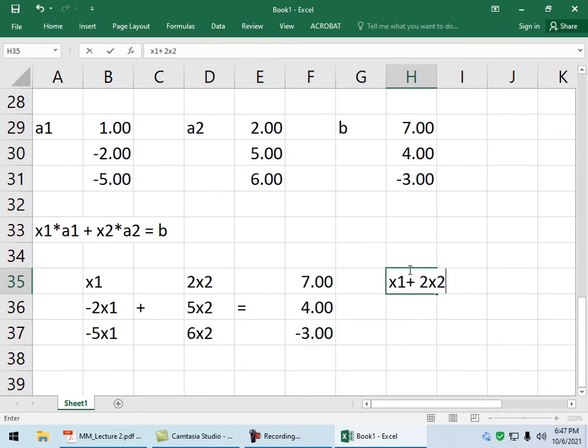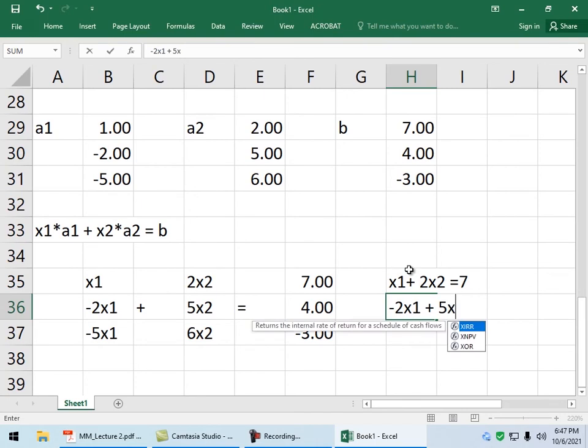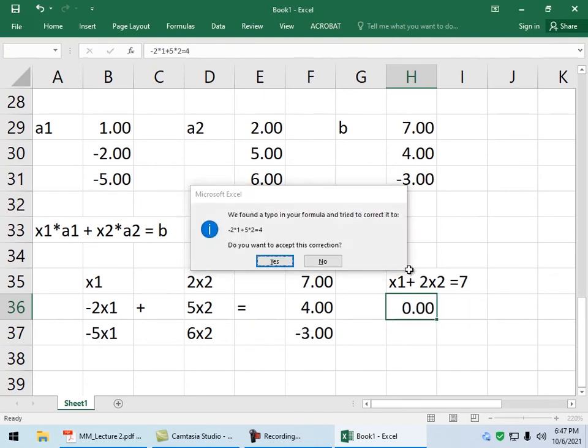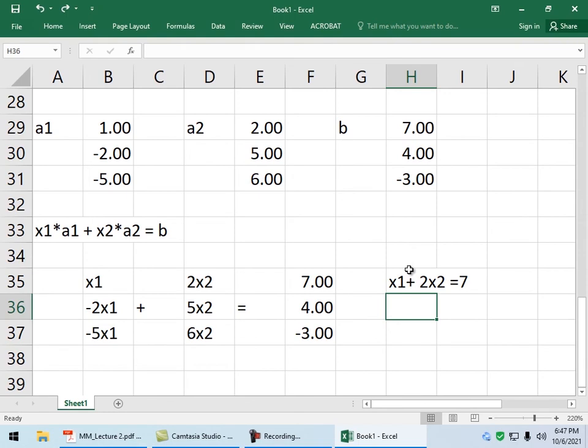x1 plus 2x2 equals 7. The second equation will be 2x1 plus 5x2 equals 4. And the fourth equation, okay, let me try to compute. Minus 2x1 plus 5x2 equals 4. And minus 5x1 plus 6x2 equals -3. So here we have all our three equations, and now we are dealing with the system of equations.